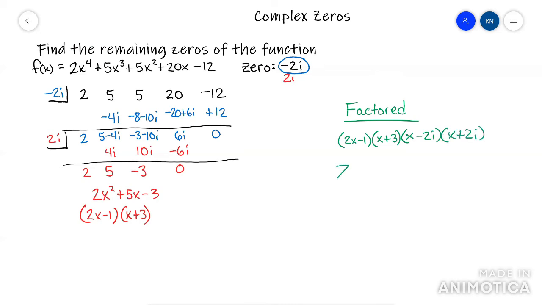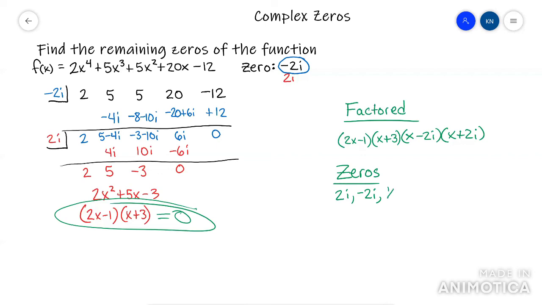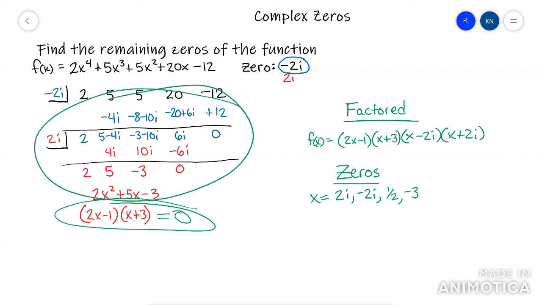Now, in terms of zeros, that's when it's just 2i, negative 2i, and then I would set both of these equal to 0 and solve it. So you would get 1/2 and you would get negative 3. So zeros is x equals all these numbers. Factored form would be like f of x equals all these factors. Just be careful when you do this synthetic division. Hope that video helped.